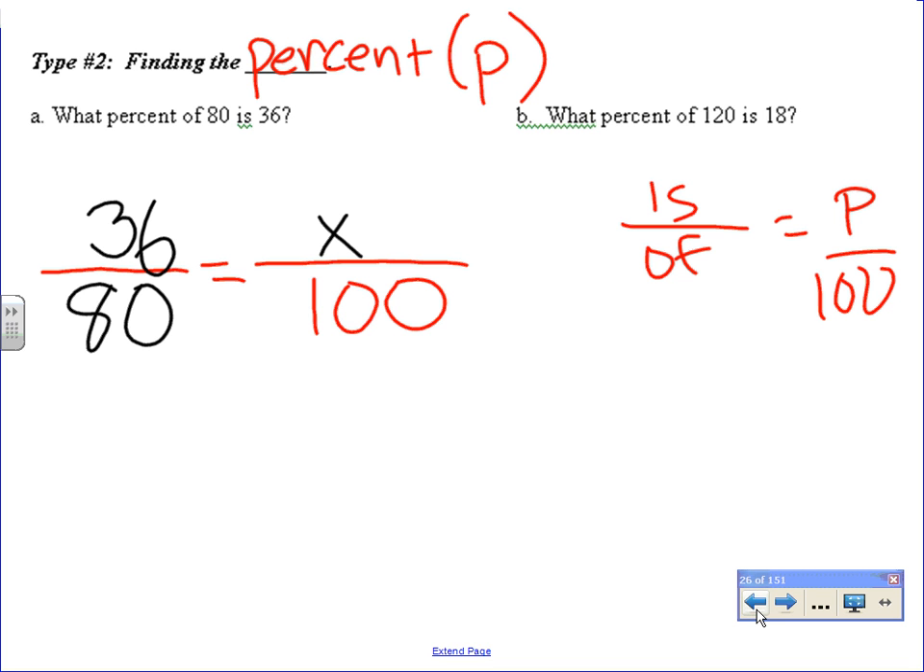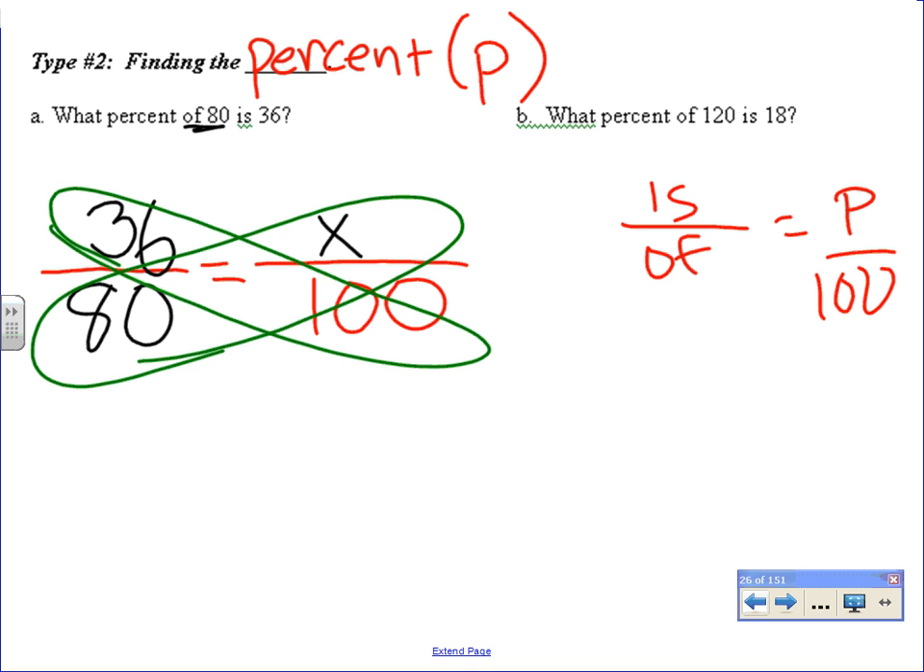How else could you know where they go? What's another shortcut? Jordan? Good. Of is in front of 80. It's always is over of. So the 80 goes on the bottom. Is is in front of 36. So is goes on the top. 36 goes on the top. Part over whole equals percent over 100. You guys finding this pretty easy? Okay. Use cross products to solve. So go ahead and do that if you didn't already. I know some of you probably did. And I need someone to tell us what you got.